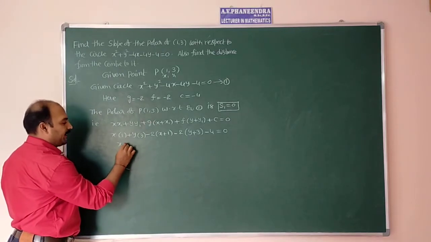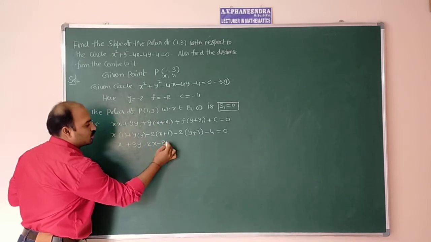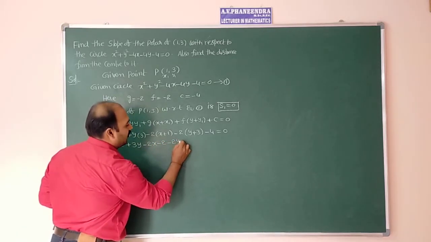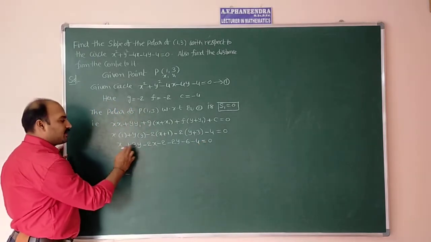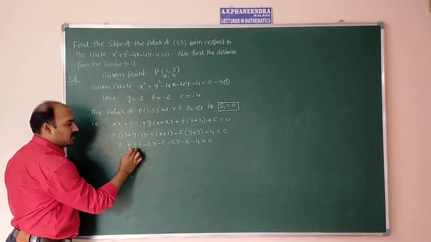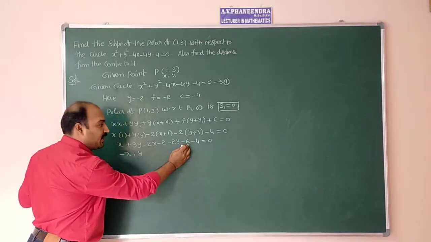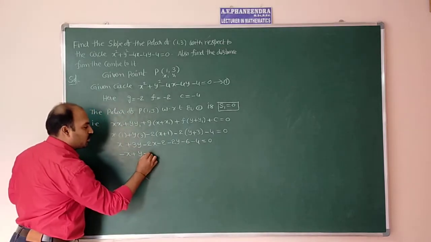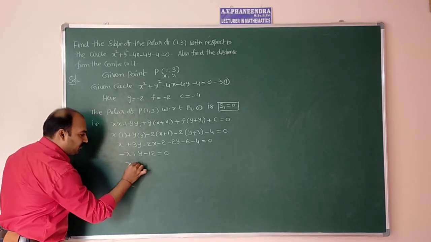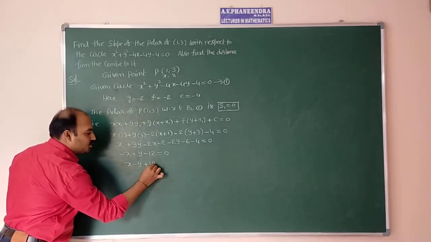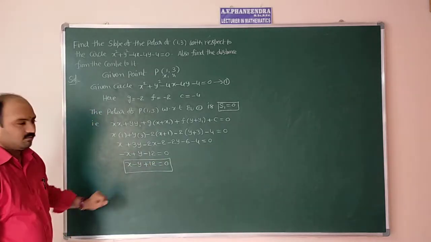Now simplify: x + 3y − 2x − 2 − 2y − 6 − 4 = 0. x − 2x is −x, 3y − 2y is y, and −2 − 6 − 4 is −12, so −x + y − 12 = 0. Multiplying throughout by −1, it becomes x − y + 12 = 0. This is the polar equation.